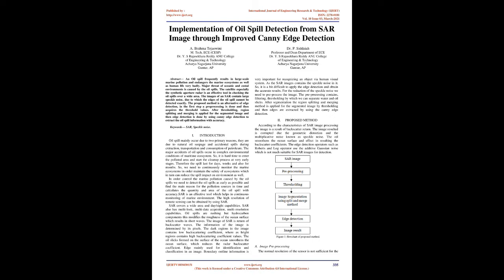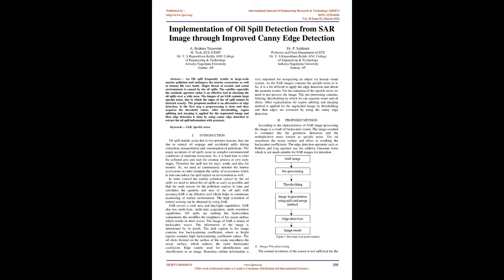In the first step, pre-processing is done and then the threshold values are acquired. After thresholding, region splitting and merging is applied to the segmented image, and then edge detection is done by using Canny edge detection to extract the oil spill information with accuracy. Keywords: SAR, speckle noise.